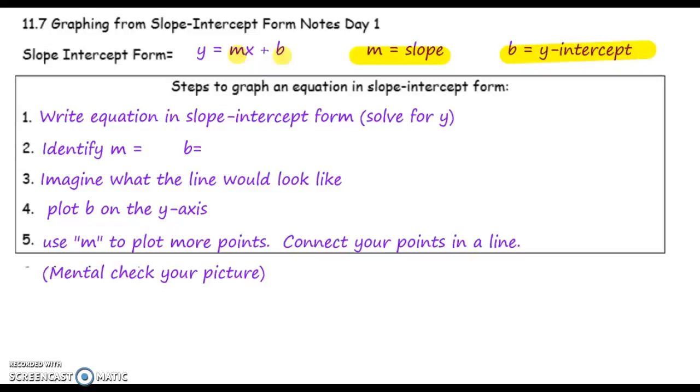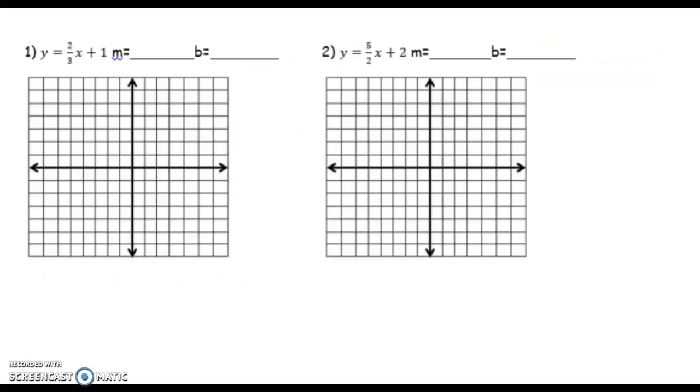So step one, you're going to write the equation in slope-intercept form, solving for y, which we did yesterday. You're going to identify your m and your b, and write them out as m equals and b equals. Then you're going to think to yourself, what would that line look like? Is it going to go up? Is it going to go down? What is it going to be? You're going to plot b on the y-axis, and then use your m to plot more points. Make sure you're taking a mental picture while you're doing this, because it is going to help you as we go. All right, next one.